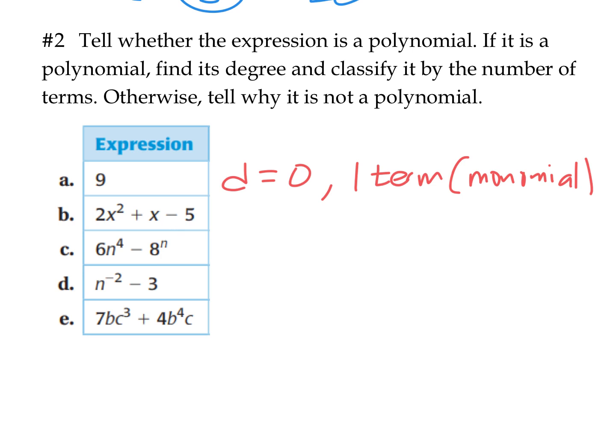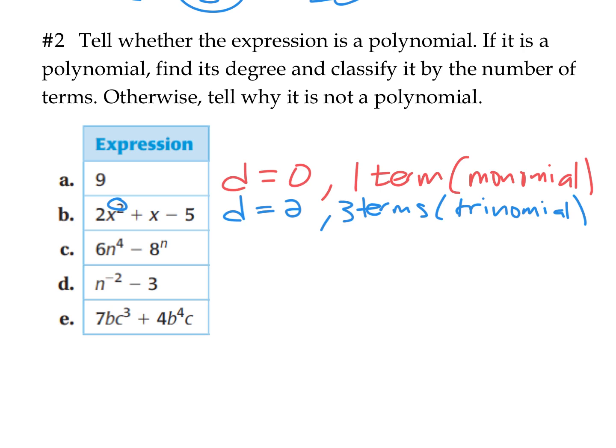The degree is 2, our highest exponent there, the highest degree of any of the individual monomials. And it's got 3 terms. And there's a word for that. It's called a trinomial. Okay, a trinomial has 3 terms. So again, know that terminology. When we talk about a trinomial, we know it has 3 terms.